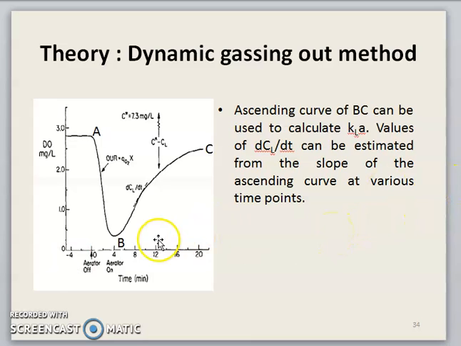The ascending curve between B and C can be used to calculate the KLA. Values of dCL over dt can be estimated from the slope of the ascending curve at various time points. So for each of the points available between B and C, we have to determine the slope. The slope at each point refers to dCL over dt, in order for us to calculate the KLA.